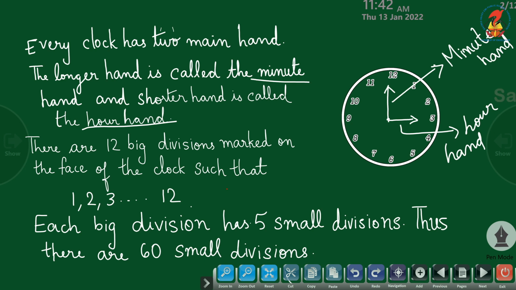So there are big divisions. 12 big divisions are marked on the face of the clock, that are 1, 2, 3, 4, 5, 6, 7, 8, 9, 10, 11, 12. So totally 12 big divisions are marked on the face of the clock. Each big division has 5 small divisions, thus there are 60 small divisions. From 12 to 1 there are 5 small divisions. So totally here 60 small divisions.